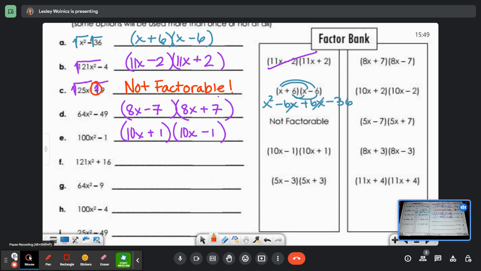Okay, notice that f is also a sum of squares, so this one is also not factorable. That's how I caught myself, because I was like, wait a minute.